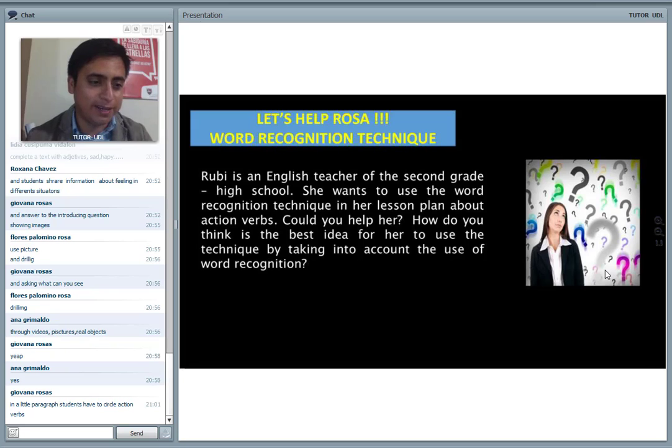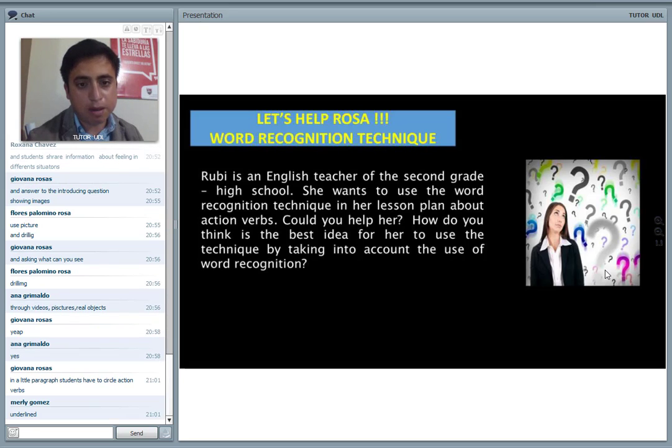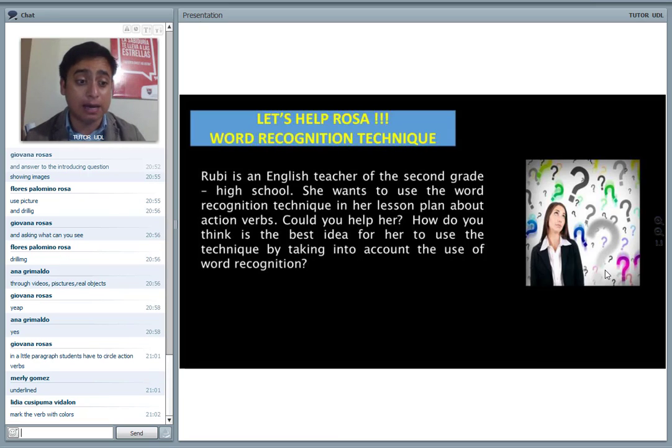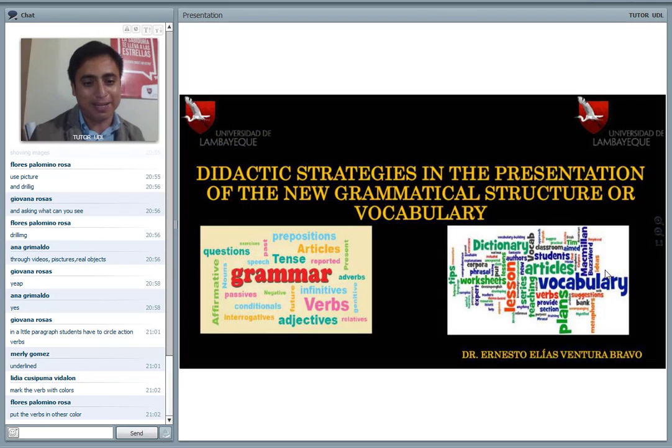Okay, very nice, Giovanna. In a short paragraph, students have to circle action verbs. That's a good one. Another idea, just to circle action verbs. Maybe by showing pictures, so they can see the pictures and they can mention the action verb. It can be another way by underlining, okay, using colors. Excellent. You got the idea. Very nice.